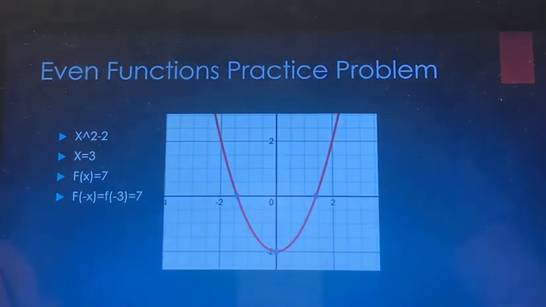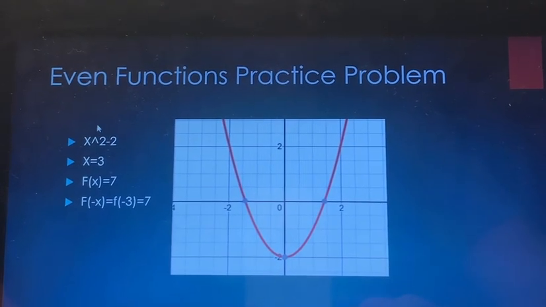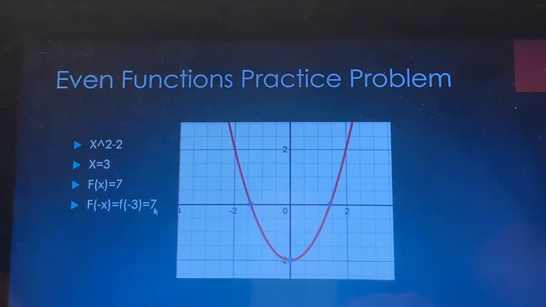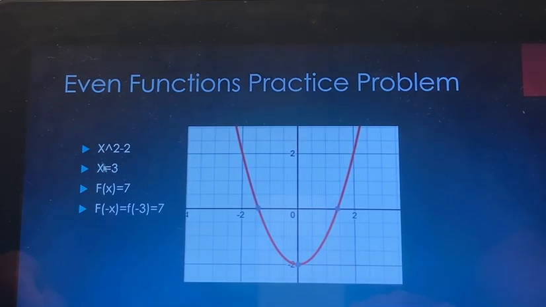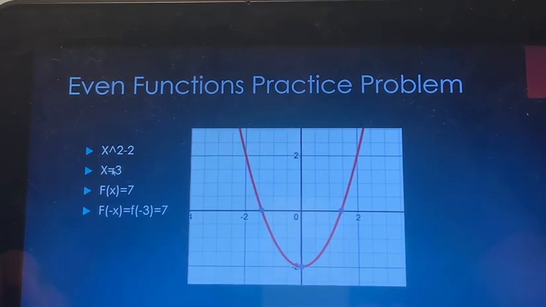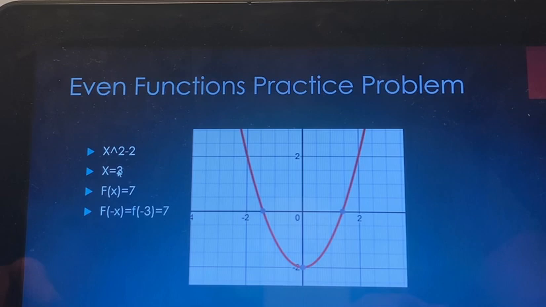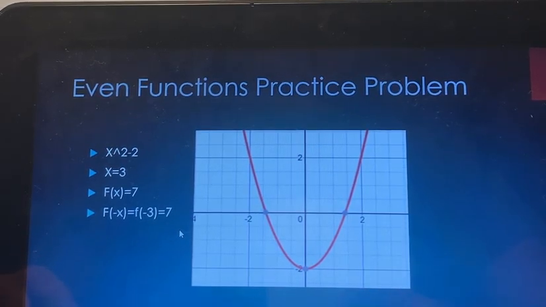Now let's do a practice problem. X squared minus 2. We see right off the bat, 2 is an even number. Let's try with the equation. If x is 3, well, f of x would just be 3 squared is 9, minus 2 is 7, or f of negative x. So we do negative 3 squared is 9, minus 2 is also 7. Now let's look at the graph.